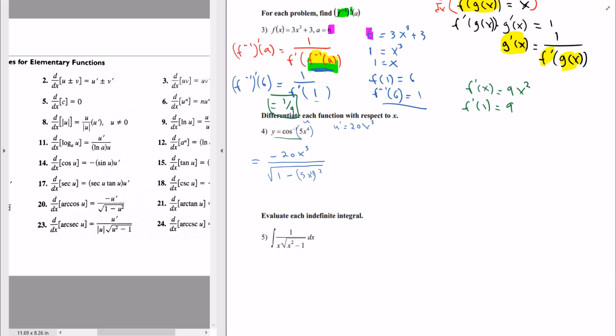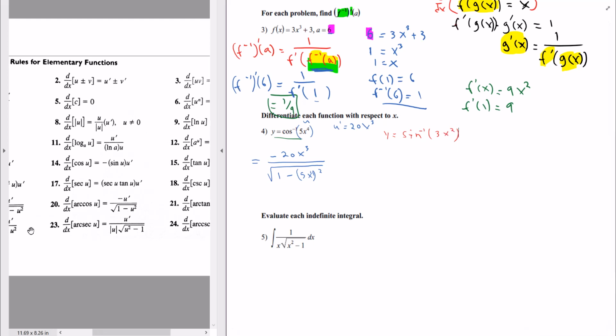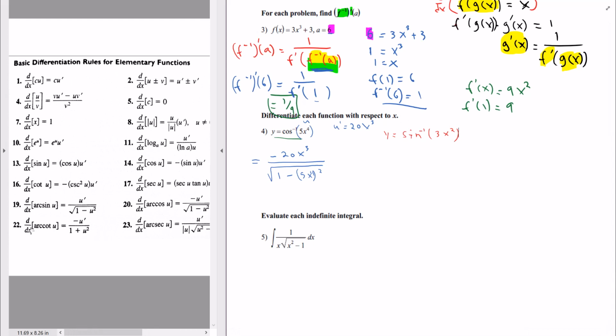Okay, so I just want to run you through a couple examples. Let's pretend it was sine inverse of 3x squared. Then you have to memorize these, but the derivative for arc sine is over here on the left. It's basically going to be u prime over the square root of 1 minus u squared. So it's very similar to cosine, except it's positive instead of negative. So u prime is going to be 6x over the square root of 1 minus 3x squared, right?